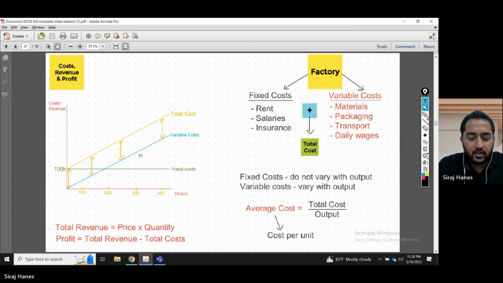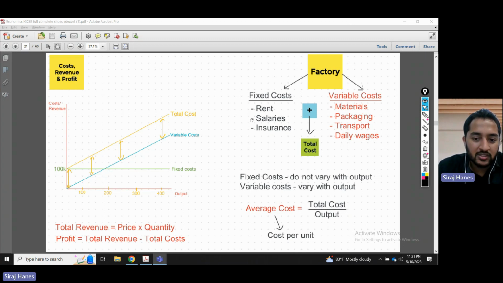Moving on. Cost, revenue, and profits. Okay. We'll look at cost first. There's fixed cost, there's total cost, there's variable cost. So for us to get total cost, we need to find our fixed cost and add it to our variable cost. But what is fixed cost? Fixed cost is any cost that does not change with output. No matter how much you produce, the rent won't change. The rent will forever be the same.